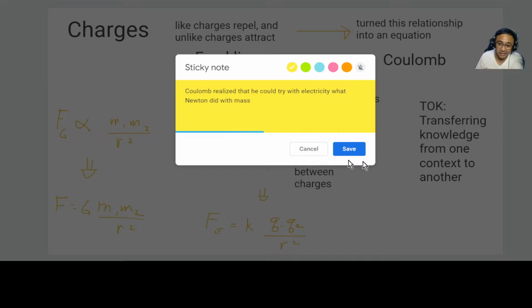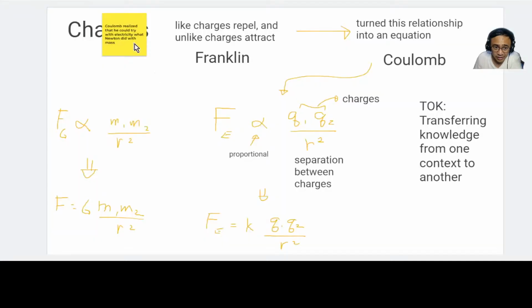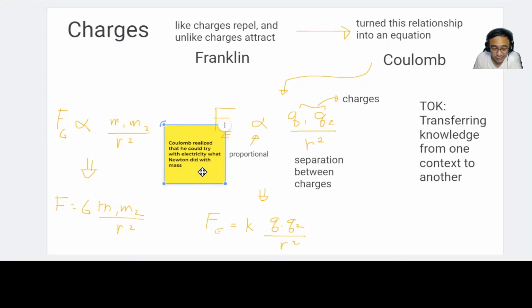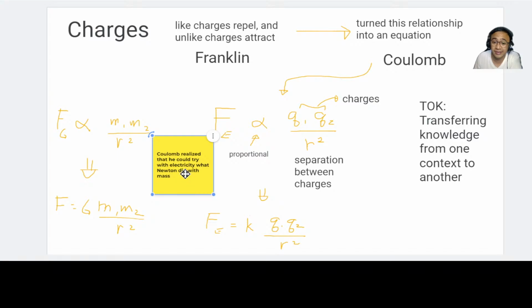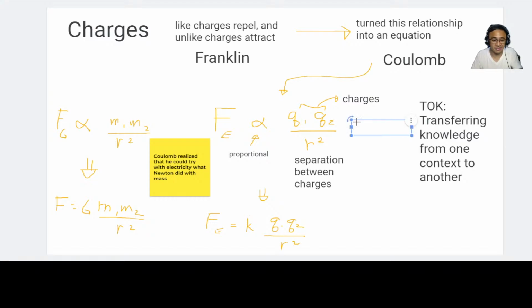Okay, when he tried it out, he came up with this rule, and then guess what? It worked. That's why this law is now called Coulomb's law. Is this law just a number or is there a meaning behind it? What does this mean?